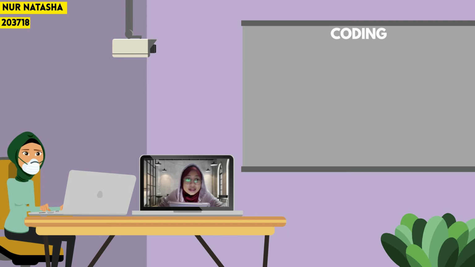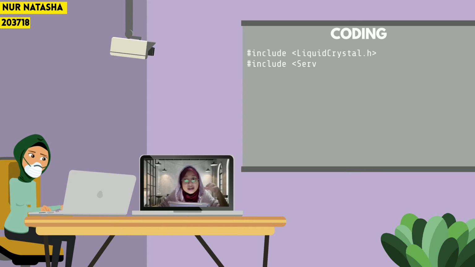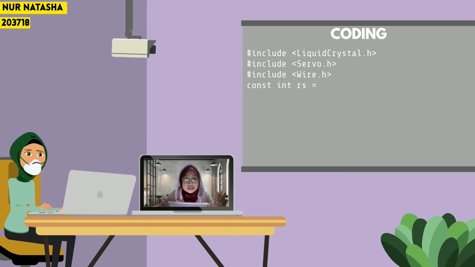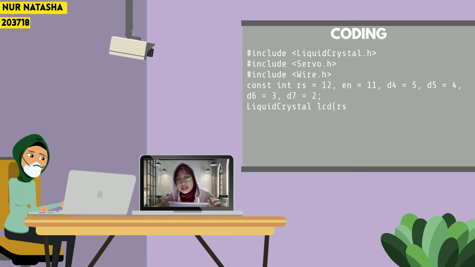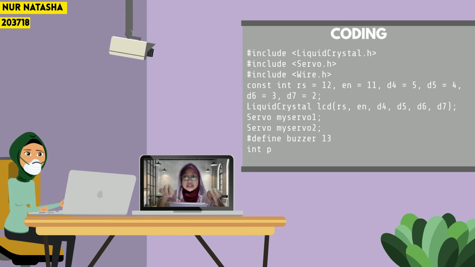So for the first one, yes, we include everything like LCD, buzzer, servo, and everything. Then you see that define buzzer 13. So the number 13 means the port on the Arduino Uno board connected to the buzzer, which is the connection between the buzzer and the Arduino board.